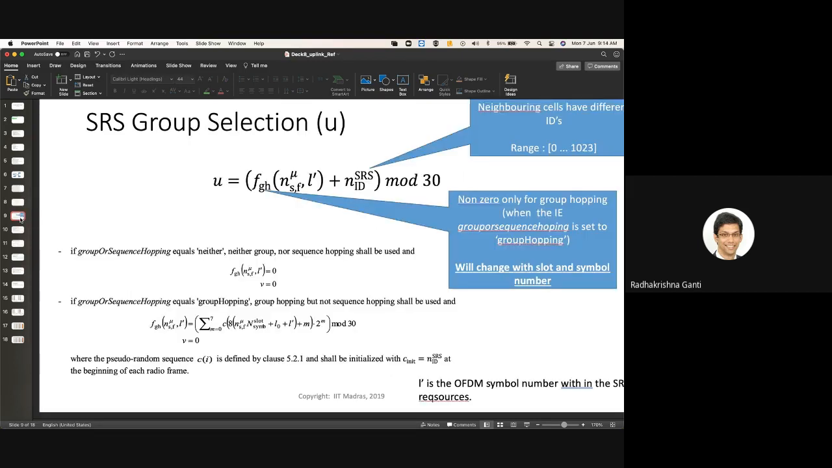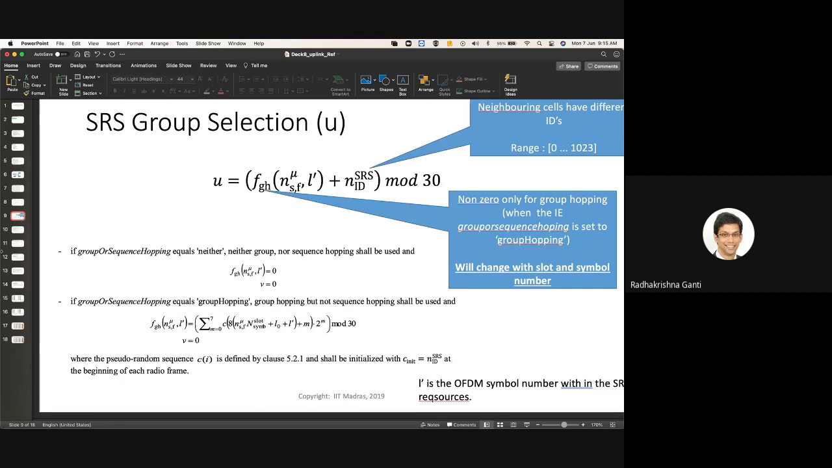Okay. So, how do you choose this group selection? This is very interesting. There are two ways of choosing this group. One is, for a given cell, you keep the group constant. You fix a cell, where cell means one base station, and you fix the group in which they choose the SRS constant. The other is that they change the SRS group every slot and every symbol.